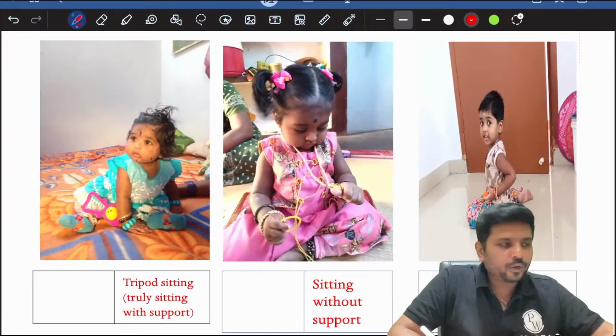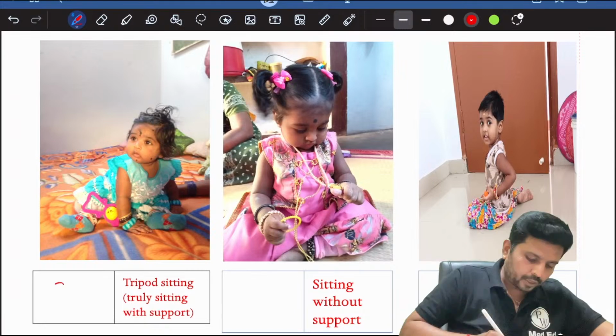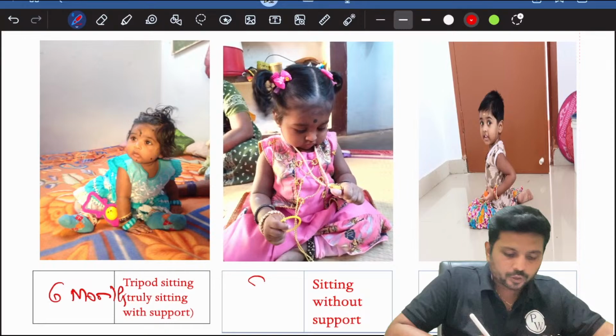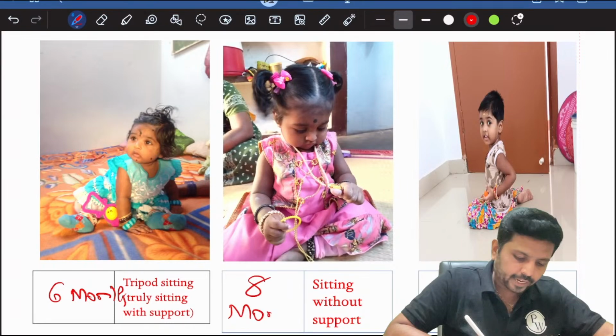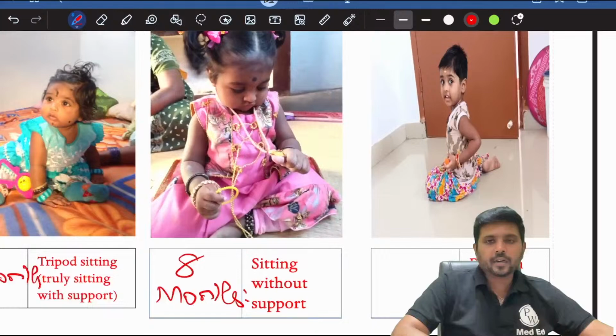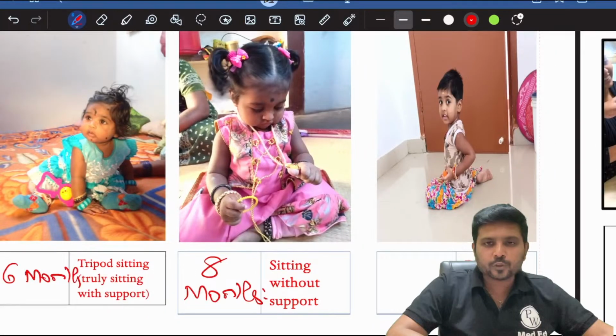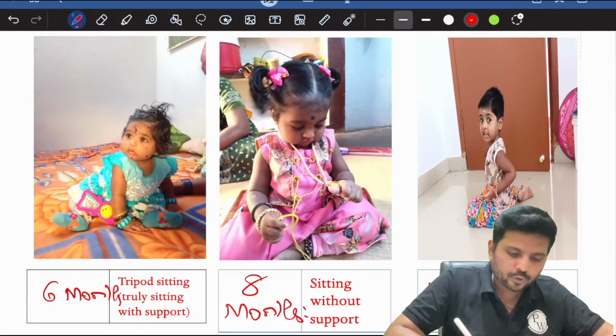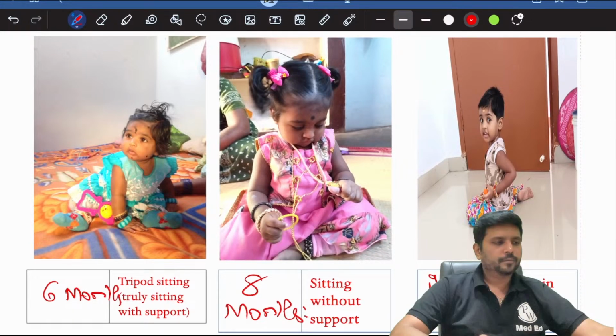What is sitting with support? Tripod usually occurs by 6 months. Sitting without support usually occurs by about 8 months. What is pivot? Turning diagonally back towards the source of sound occurs by about 11 months. Pivot, 9 to 11 months.